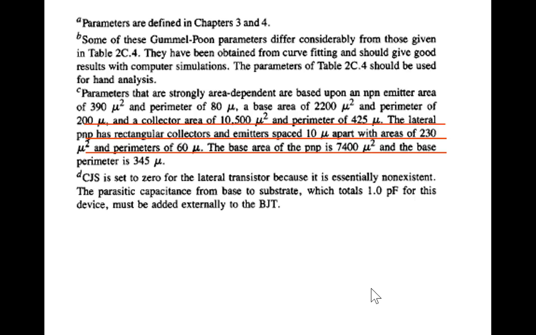So what we do in a bipolar process is model one transistor of a given dimension. The parameters that are strongly area dependent are based upon an NPN emitter area of 390 square microns and a certain perimeter. So they give the character of that device. And then they give a scale factor. The scale factor is how much bigger or smaller your transistor is than this reference transistor. So if your emitter area is half as big, your scale factor would be 0.5. If your emitter area is twice as big, your scale factor would be 2. Make sense? So instead of giving the emitter area directly, they give a scale factor. I'm not sure why it's evolved that way.